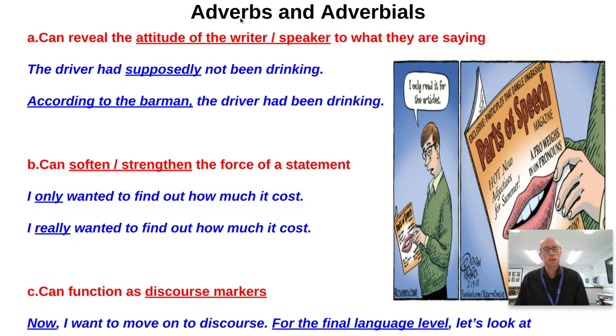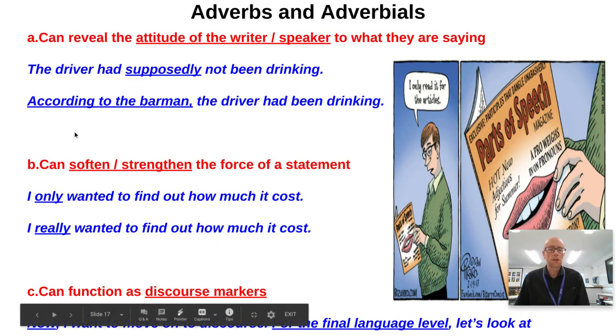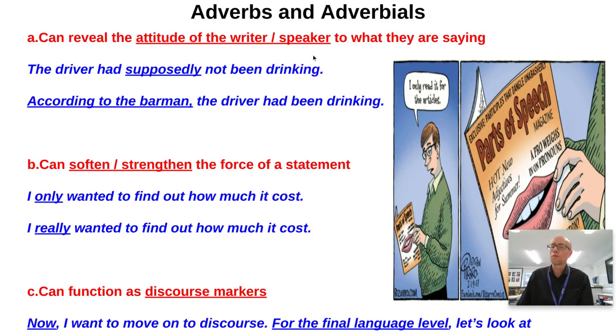Okay, so as I mentioned, adverbs, there are adverbials as well. Adverbials means groups of words which have the function of an adverb. There are three functions here that you could hone in on. Adverbs and adverbials often reveal the attitude of the writer or the speaker to what they're saying. Now look at the underlined bits in these sentences. These are adverbs and adverbials. If you haven't come across these before, just pause the video and think, what do these underlined words actually do to the meanings of the sentences?